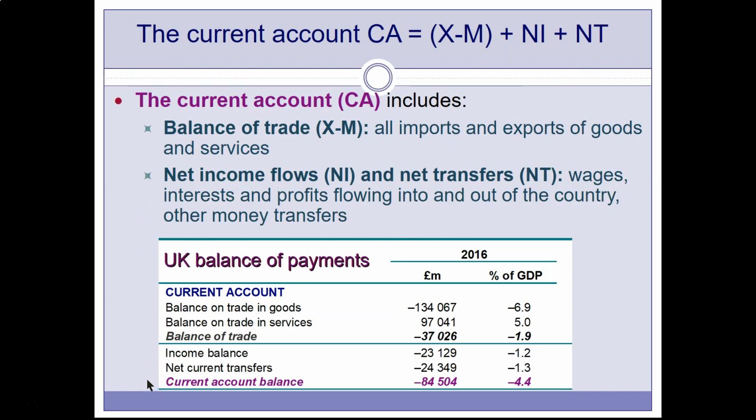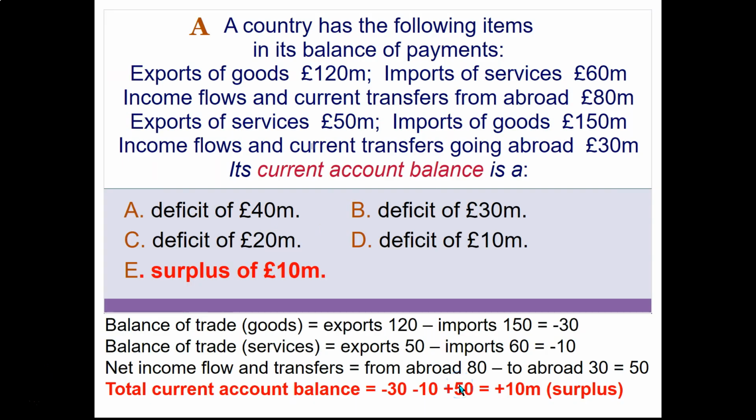Ready? So let's have a look at the formula first. We need to calculate the current account balance, and as we've learned already, it will include the balance of trade in goods and services, exports minus imports, plus we will also need to add net income flows and net transfers to and from abroad. So let's do this. In this exercise, we'll need to use all of these numbers.